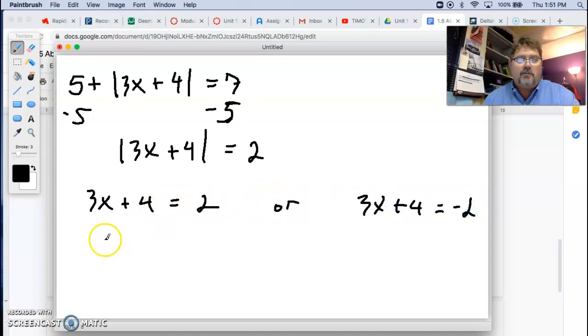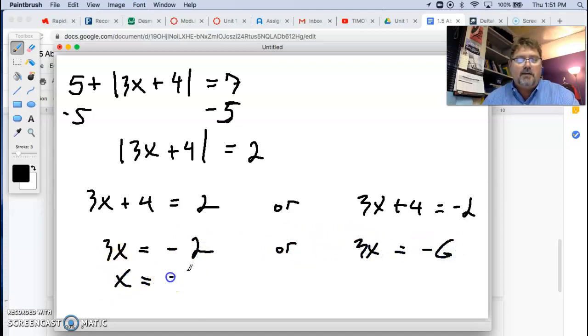All right, subtract 4 from both sides here. We get 3x is equal to negative 2. Subtract 4 from both sides, we get 3x equals negative 6. Now we divide by 3, we get x equals negative 2/3, or x is equal to negative 2. So that's how that one is solved.